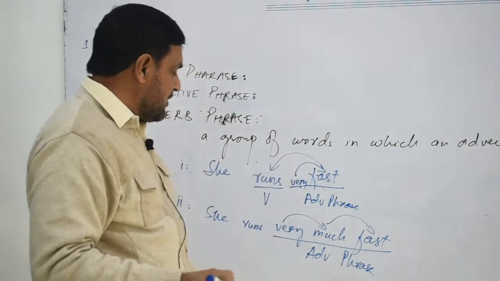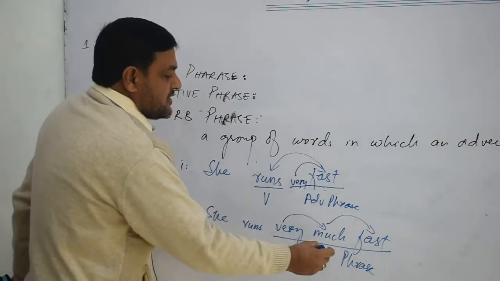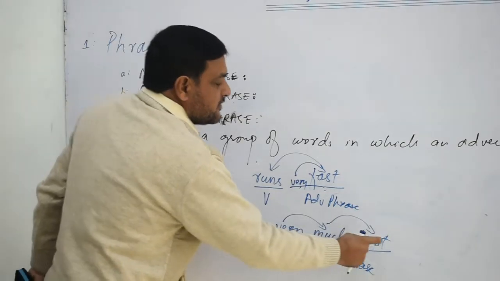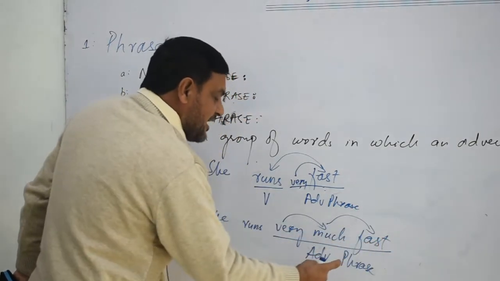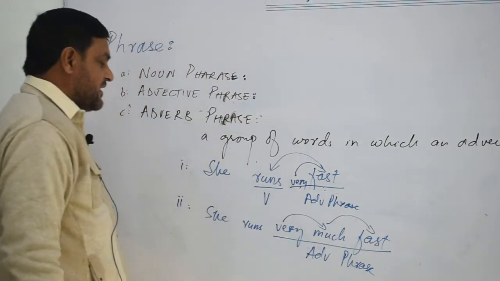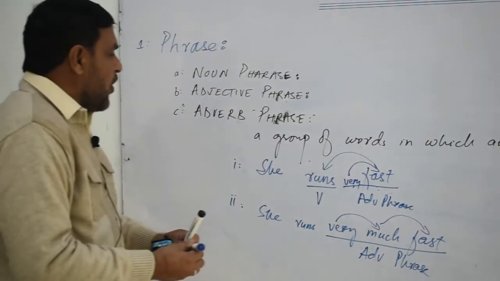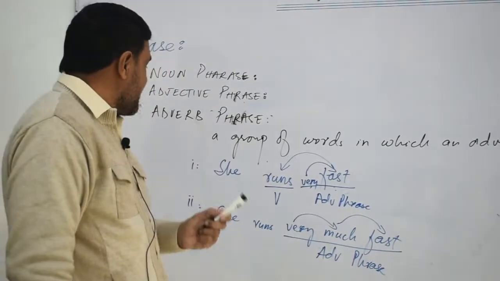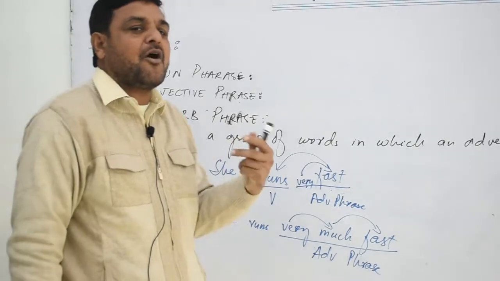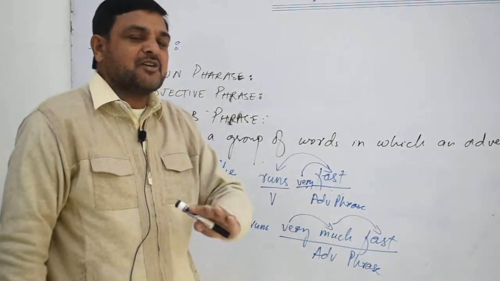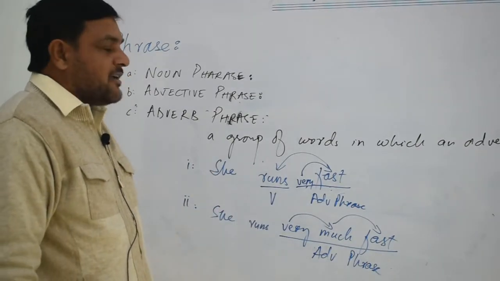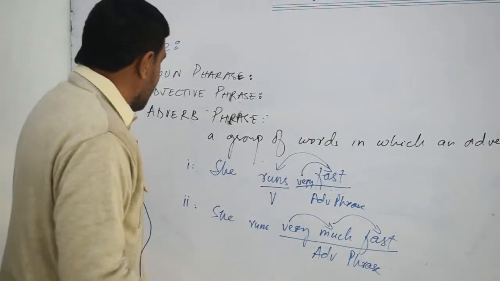This is something that you need to keep in mind. So very much fast are interconnected. These two are dependents. This one is a head, and because the head is actually an adverb, it will be called an adverb phrase. I hope you have got the concept of an adverb phrase. I have given you simple examples. There can be complex, complicated examples, but I'm trying to keep things easier and simpler for you. This was our concept of an adverb phrase.